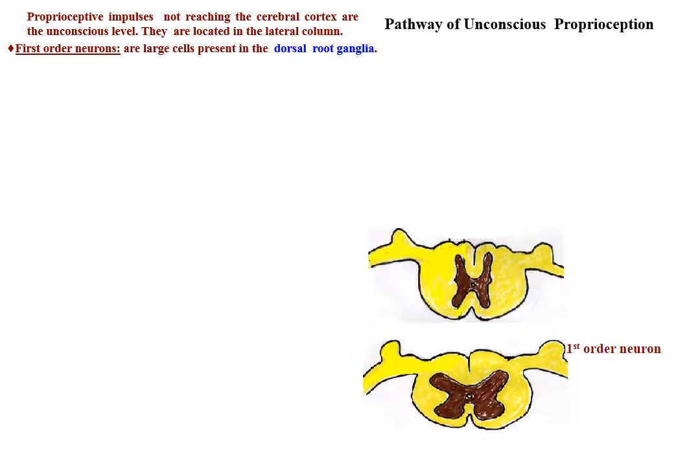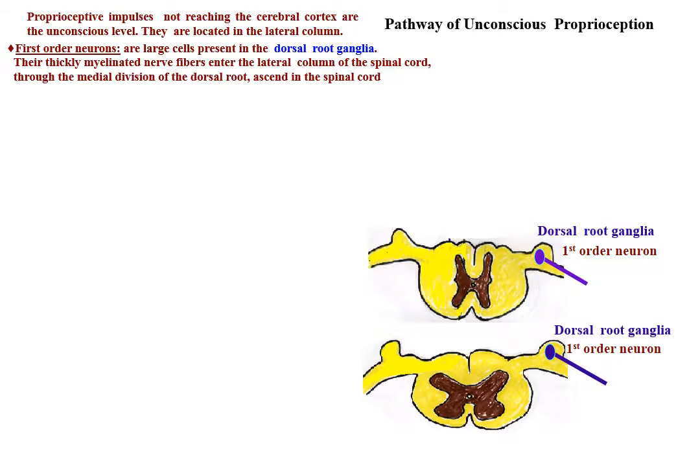Other proprioceptive impulses not reaching the cerebral cortex are at the unconscious level. They are located in the lateral column and are carried in three order neurons. The first order neurons are large cells present in the dorsal root ganglia. Their thick myelinated nerve fibers enter the lateral column of the spinal cord through the medial division of the dorsal root, ascend in the spinal cord, and are termed according to the area of the body from which they carry proprioceptive sensations. Ventral spinocerebellar tract.